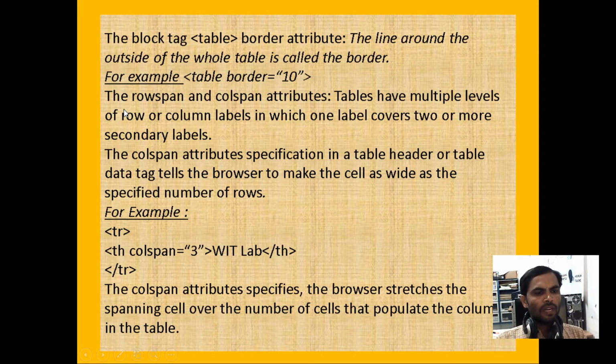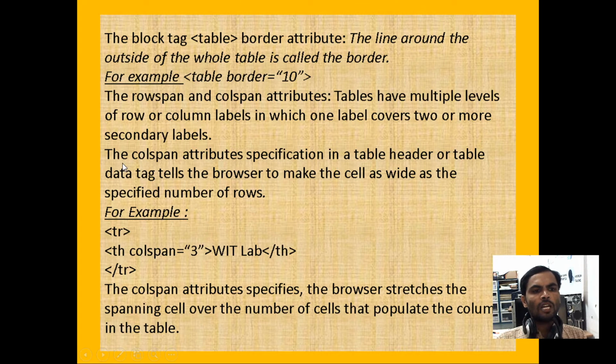Now we have the rowspan and colspan attributes. Where do we want to use rowspan and colspan? Tables have multiple values of row and column labels, in which one label covers two or more secondary labels.